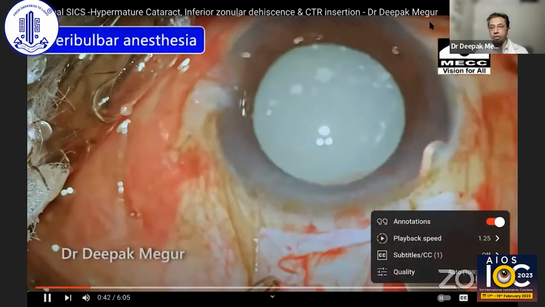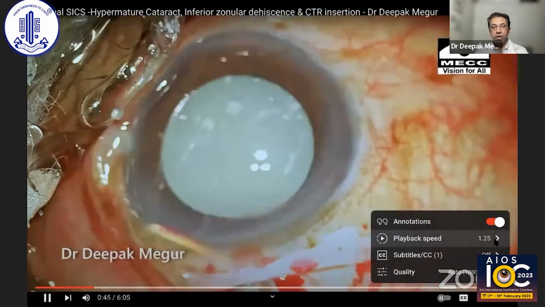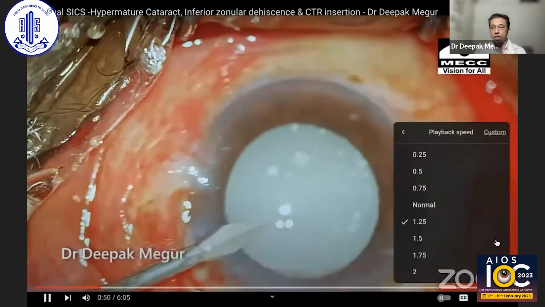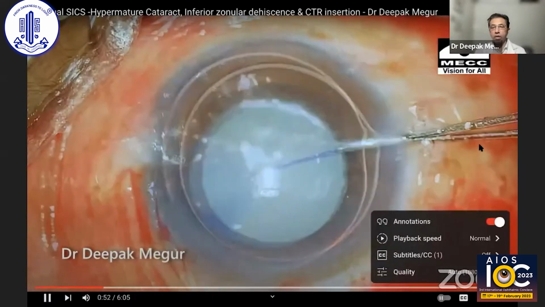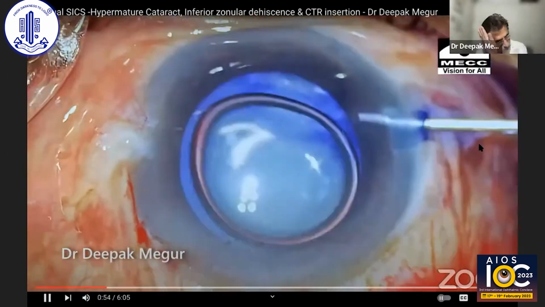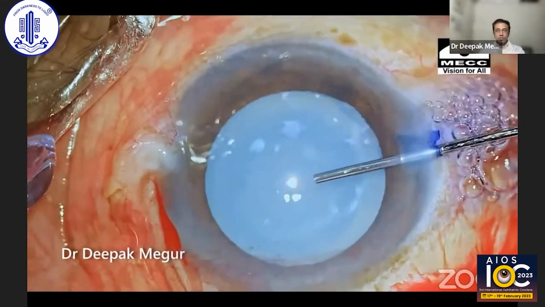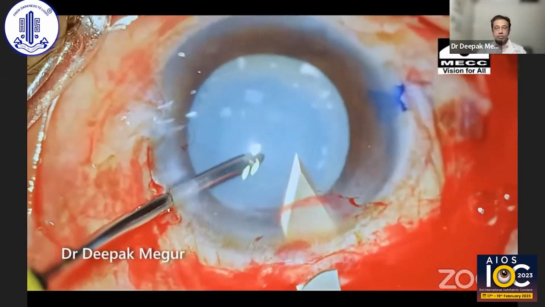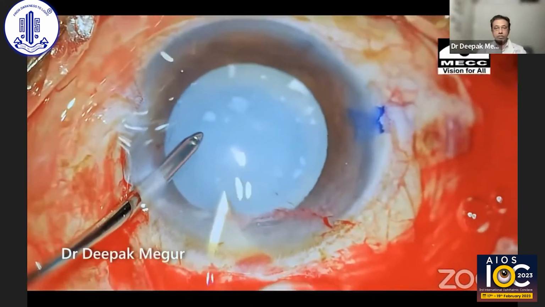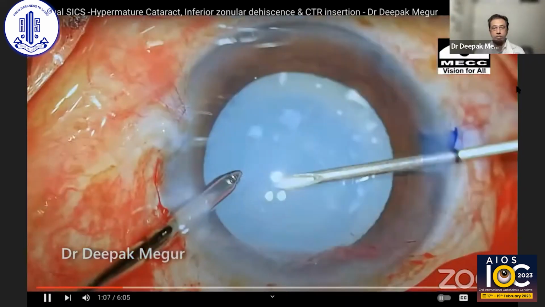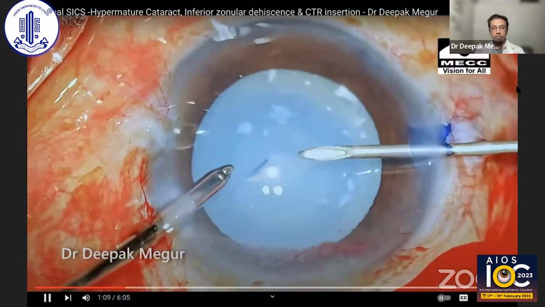The case is being performed under variable block anesthesia, and I have created the scleral tunnel, and I'm entering the eye by making these two side port entries. The capsule is stained. OVD is injected into the eye to pressurize it. The scleral tunnel entry is done, and now is the time to perform the capsulotomy.